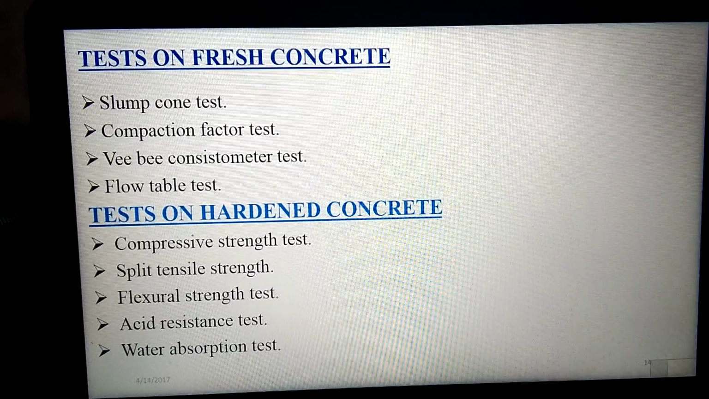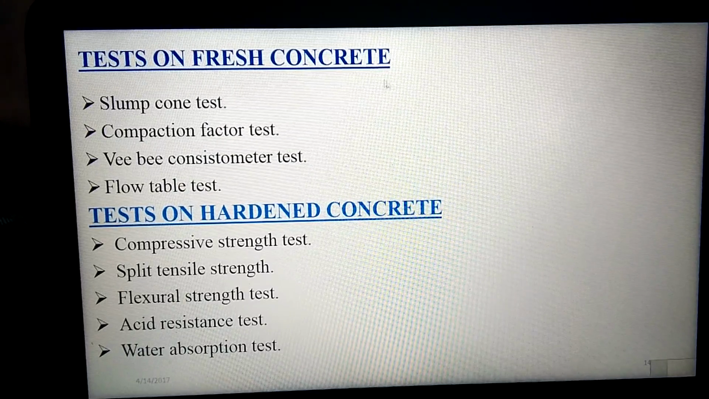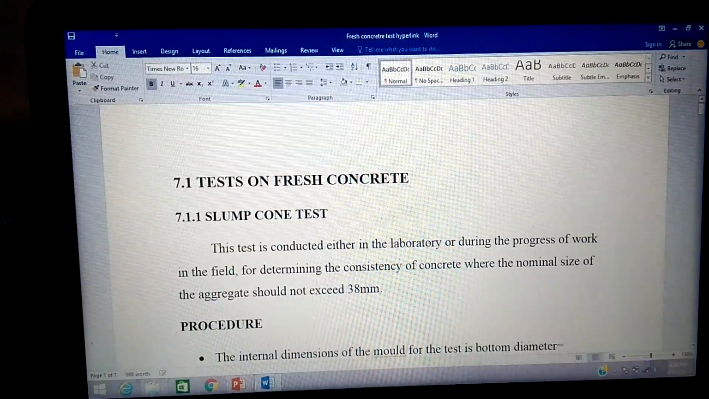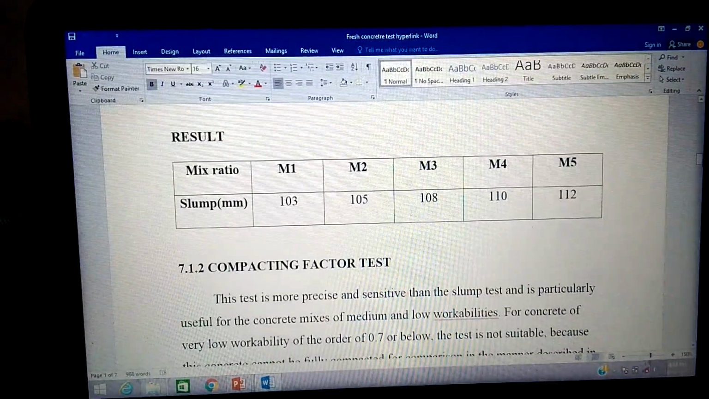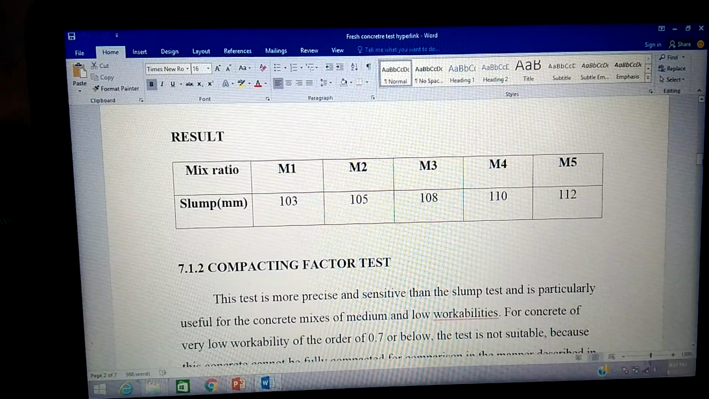These are the tests we did on concrete. First, the tests on fresh concrete, which have been put in a hyperlink. First one, slump cone. We all know how to do the slump cone. The result values are shown below for different mix ratios as follows.